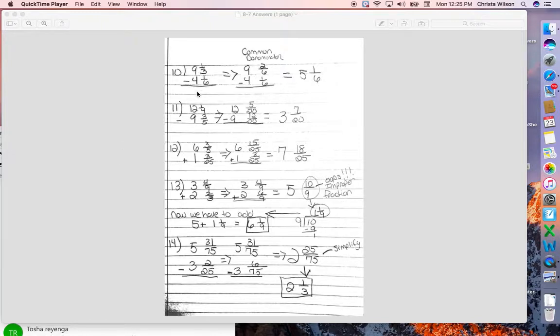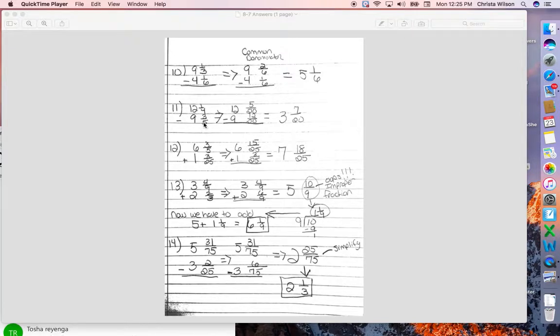So here is number 10: 9 1/3 minus 4 1/6. Okay? So the first thing you have to do, once again, adding and subtracting fractions, find that common denominator. I chose to keep the 1/6 because I could make 1/3 into 2/6 by multiplying both the denominator and the numerator by 2. So that created 2/6, and I kept my 4 1/6. So now I simply subtract my whole numbers, which is 5, and then I subtract my numerators, which 1 from 2 is 1. So the answer to 10 is 5 1/6.